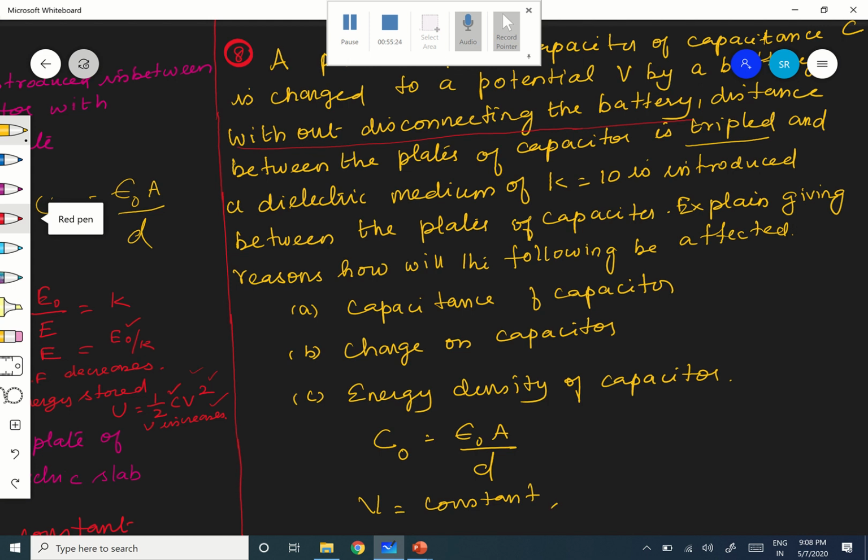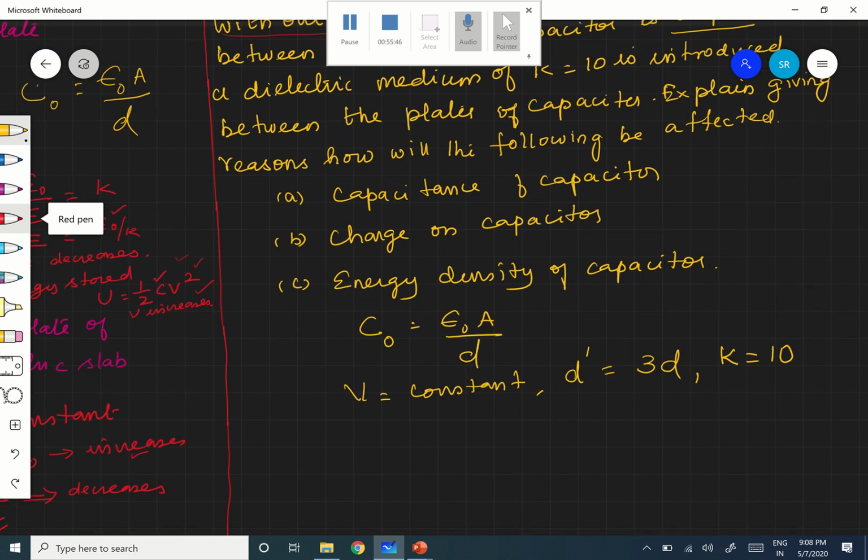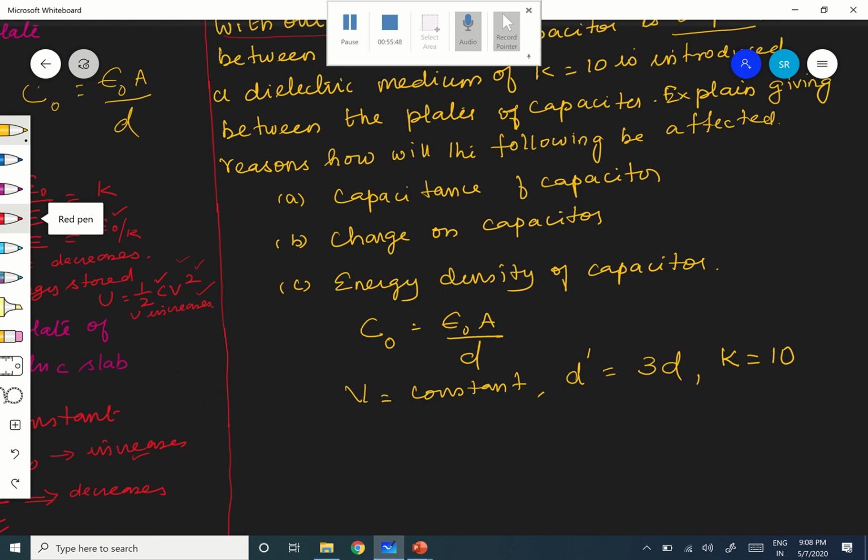And the other factor: distance is also tripled. Let the new distance be D dash. New distance is equal to 3 into D, the initial distance D. And what else is given? K, the value is given as 10. Now you are asked to find the capacitance. Very simple. Let the new capacitance be C dash.